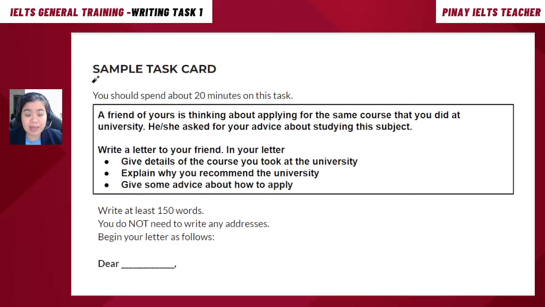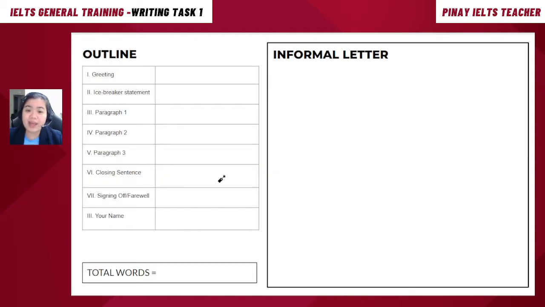This is an example of a sample task card. A friend of yours is thinking about applying for the same course that you did at university. He or she asks for your advice about studying the subject. So write a letter to your friend. In your letter, give details of the course you took at the university, explain why you recommend the university, and give some advice about how to apply it. All right, so looking at this, because you're writing to your friend, you already know that this is an informal letter. So let's go ahead and do this.